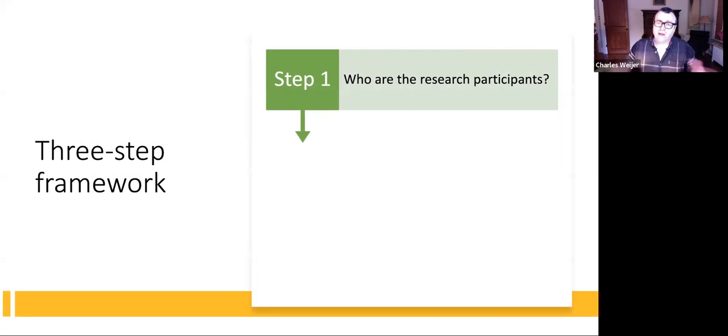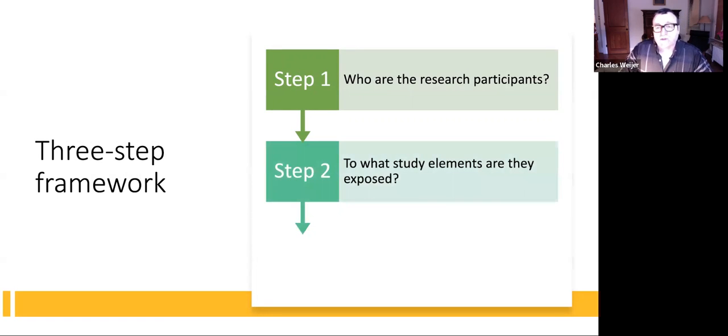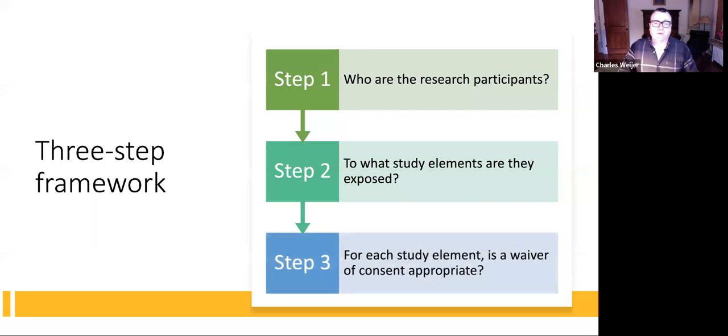So how to navigate this? We propose a three-step approach to address the need for informed consent in any particular case. The first question is, who are the research participants? Second, to what study elements are they exposed? And third, for each study element, is a waiver of consent appropriate? So this is the three-step approach that we're going to apply to each of the three examples that we consider this afternoon.